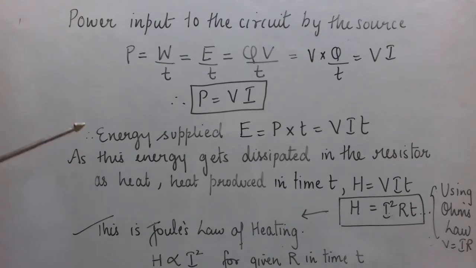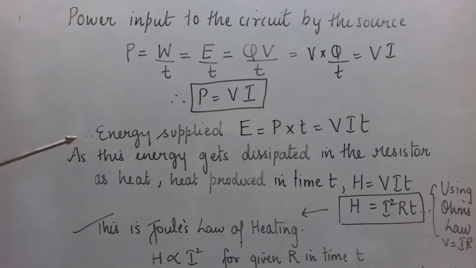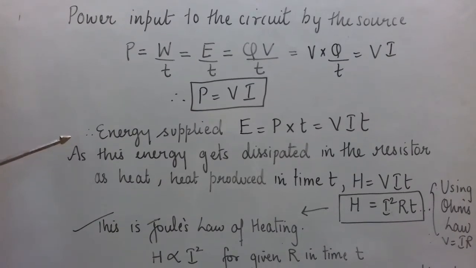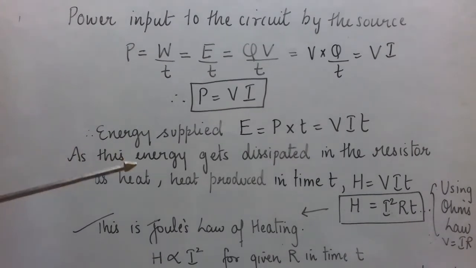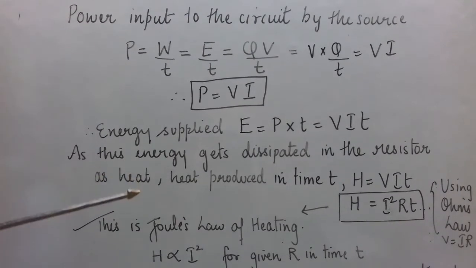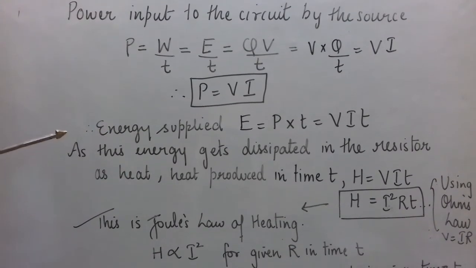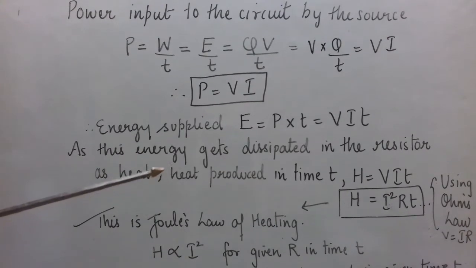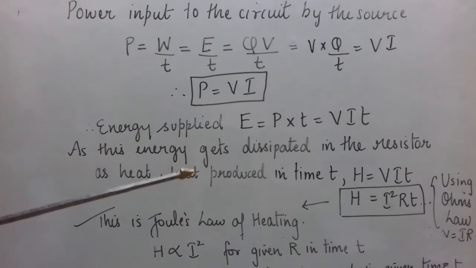Now, this is the energy supplied by the cell or battery to the resistor R, which is connected in the circuit, and we have considered a purely resistive circuit. So, we know that this entire energy which is supplied gets dissipated in the resistor as heat. So, heat produced in time t in the resistor, if we represent it by capital H, will be equal to this energy supplied, that is VIT.